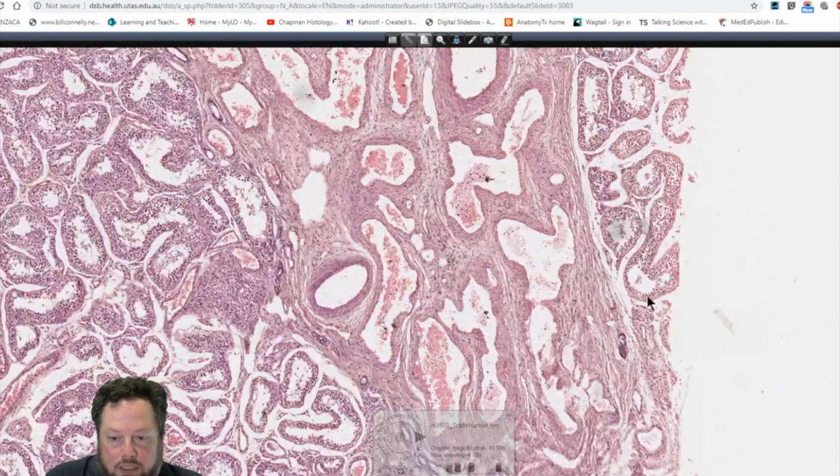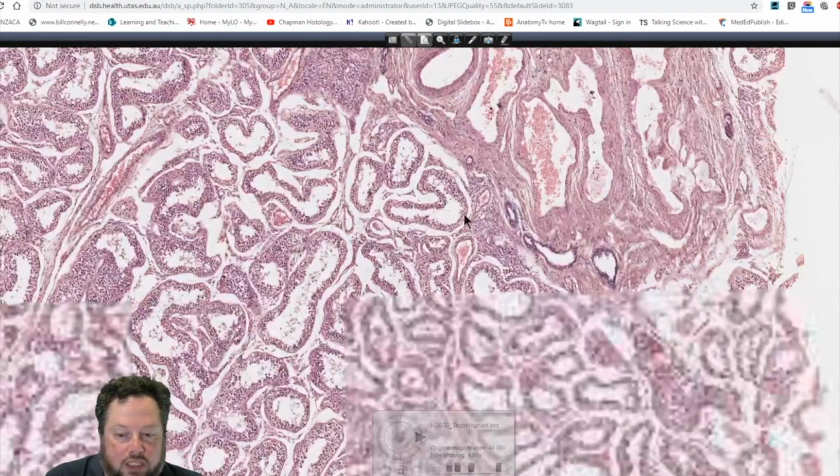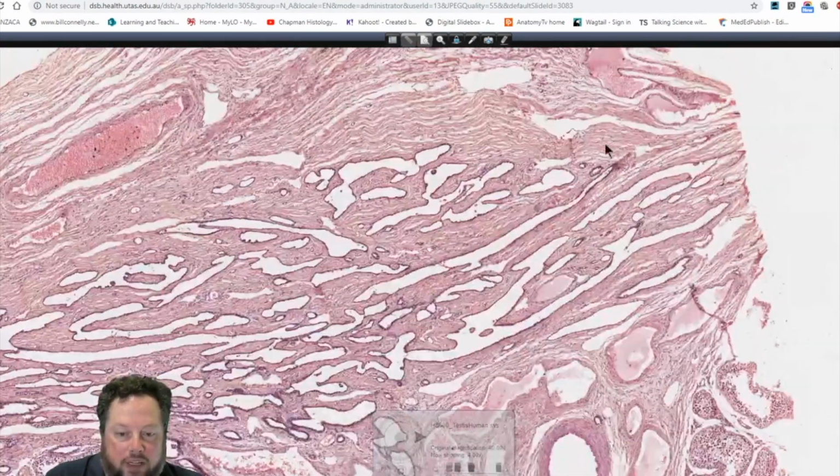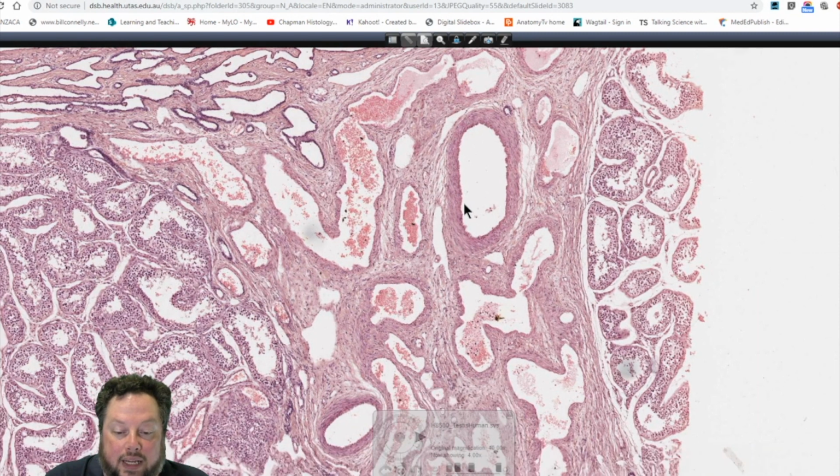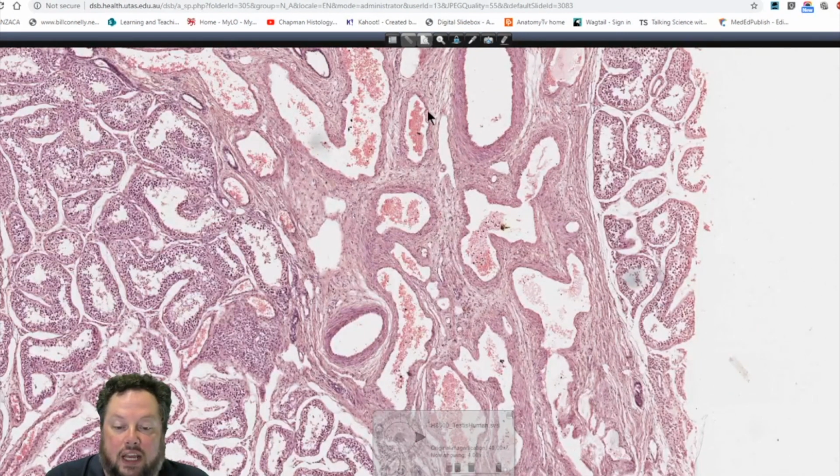Some blood vessels, again more seminiferous tubules over here. So this will be part of the spermatic cord, I think, with the pampiniform plexus of veins here, and we've got our spermatic artery and so on. So you can see how closely related they are there.